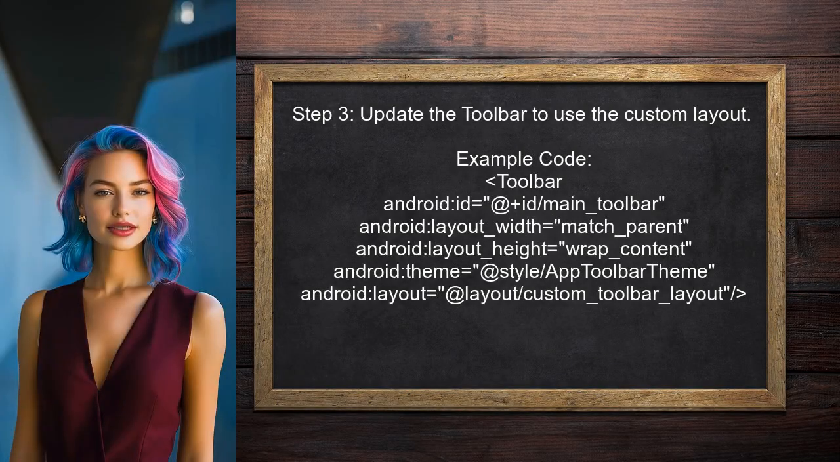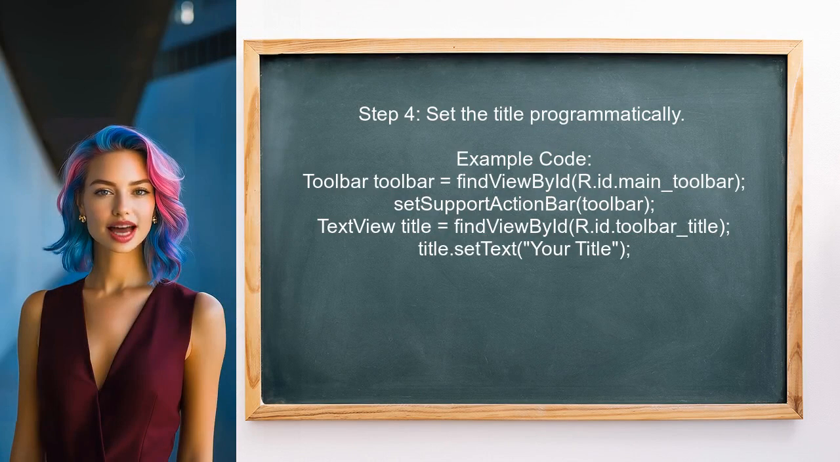After creating the custom layout, the user should update the toolbar in their main layout file to use this new layout. This will ensure that the elevation only affects the toolbar itself. Finally, the user should set the title programmatically in their activity or fragment. This will allow them to control the title without affecting the elevation.